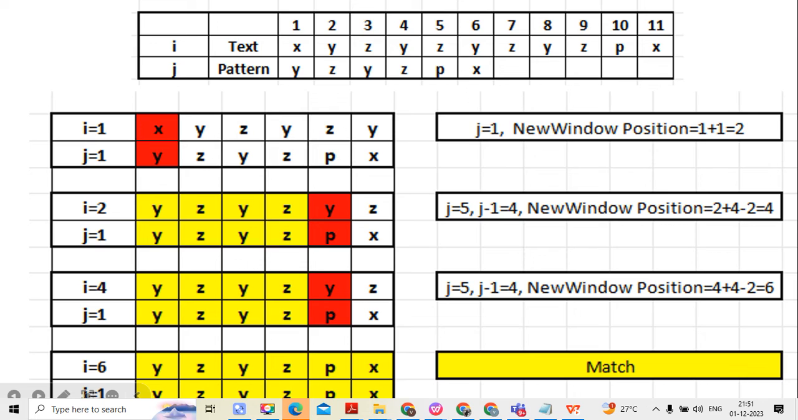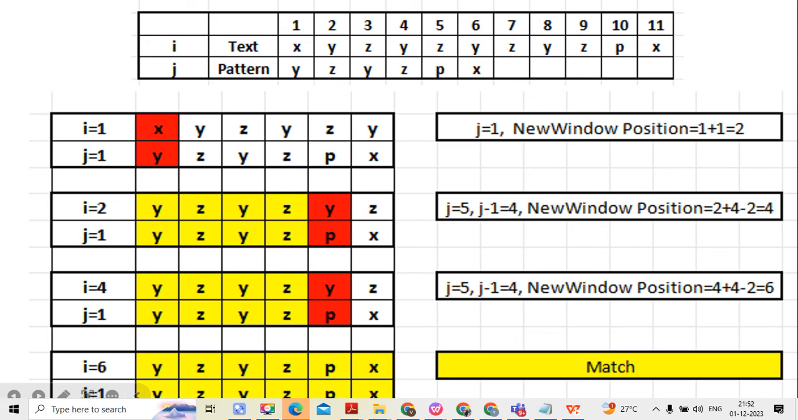Now the pattern is YZ YZ PX. Now we will keep on this. So first pattern is at first location mismatch occurs, so we are incrementing I by 2. Now I is equal to 2 and j again starts at 1, and we can see that first time, second time, third time, fourth time, mismatch occurs at the fifth location, so j equal to 5, j minus 1 equal to 4. New window position is 2 plus 4 minus, at this location the prefix value is 2, so we are getting 4.